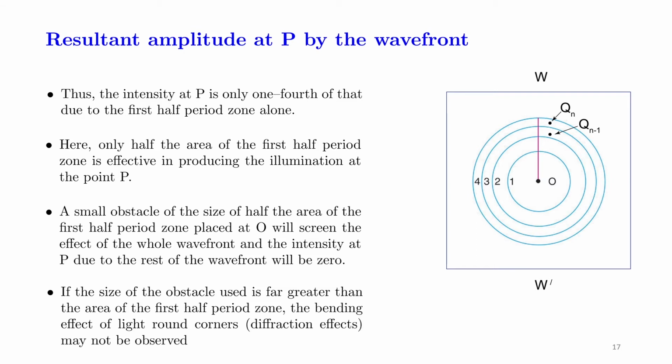Thus, if we place a small obstacle of the size of half the area of the first half-period zone, then we can see the diffraction effect of the whole wavefront on the screen. The intensity at P due to the rest of the wavefront will be 0. If the size of the obstacle used is far greater than the area of the first half-period zone, the bending effect of light round corners, that is diffraction effects, may not be observed.